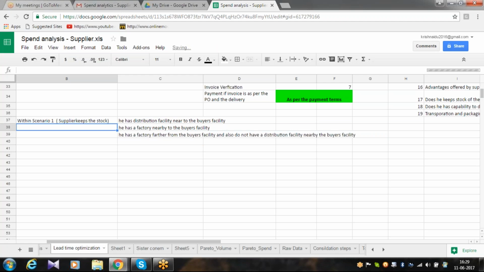Okay. So if he keeps the stock, it's a very good option. But if he keeps the stock, but the supplier's facility, distribution facility and factory are very far from the buyer's facility, in this case, you have to calculate the time taken to complete the audit also. Audit will be done before the POs. Because whenever we assign the order to a supplier, before the PO itself, the audits will be done, then only things will move forward.